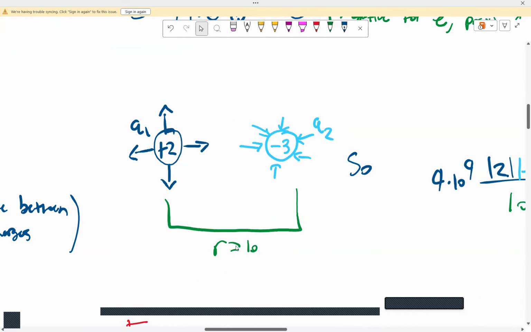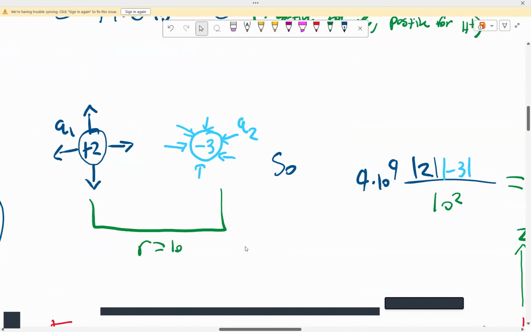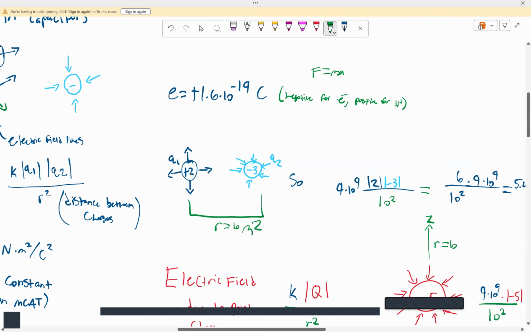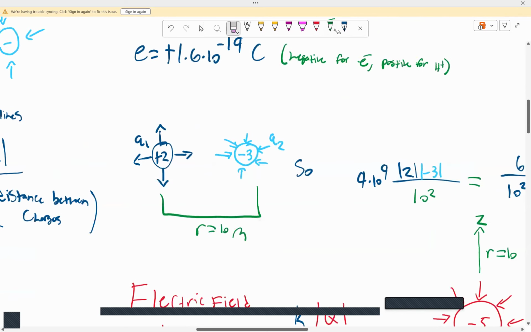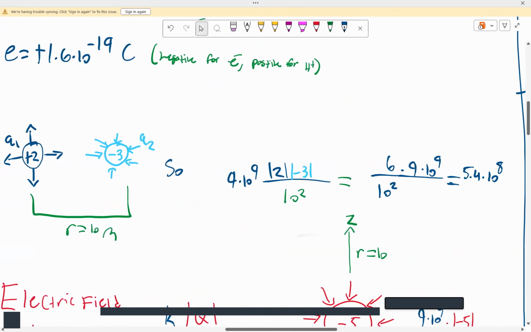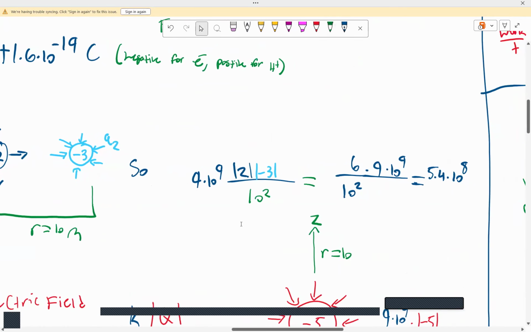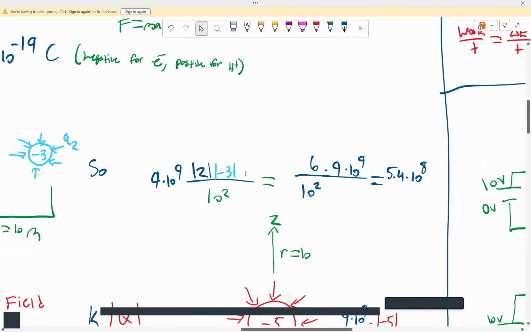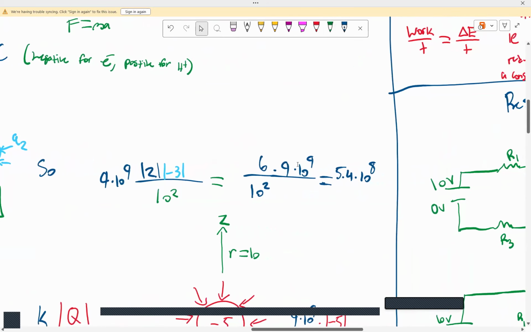And then R, the distance between the two, is let's just say 10 meters. It doesn't really make a difference, even though it's really big. So over here I have 9 times 10 to the ninth, absolute value of 2, absolute value of -3, over 10 squared. So 6 times 9 times 10 to the ninth over 10 squared is equal to 5.4 times 10 to the 8th.